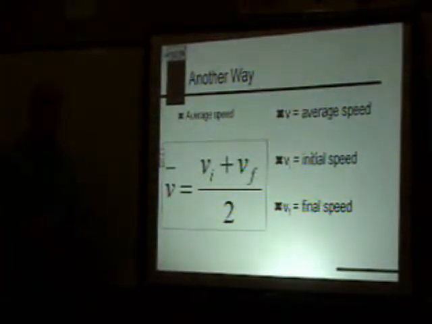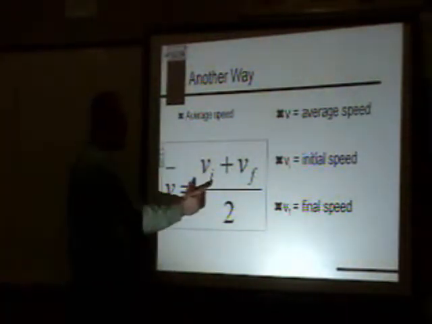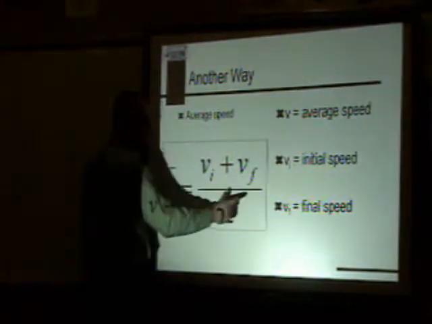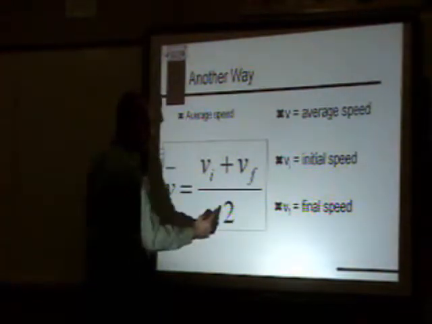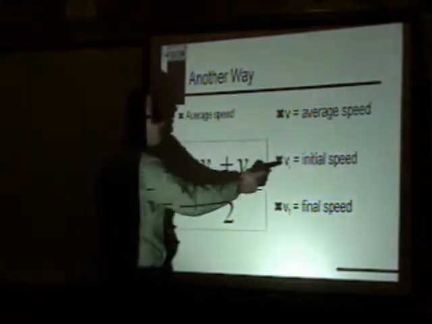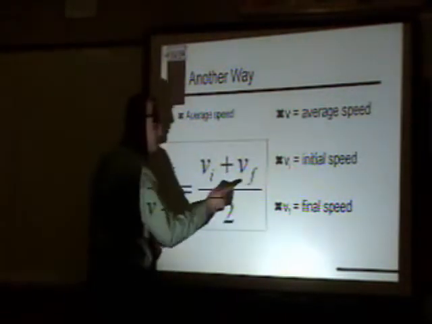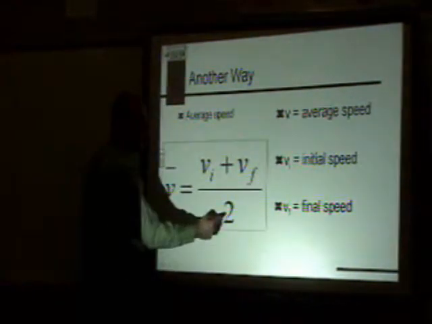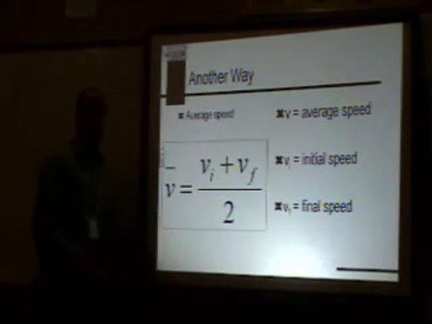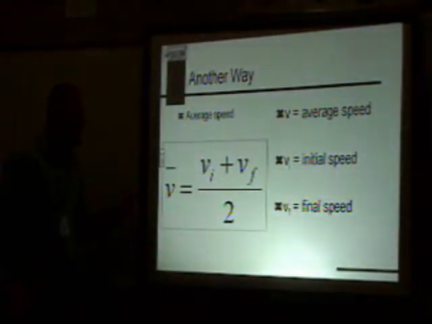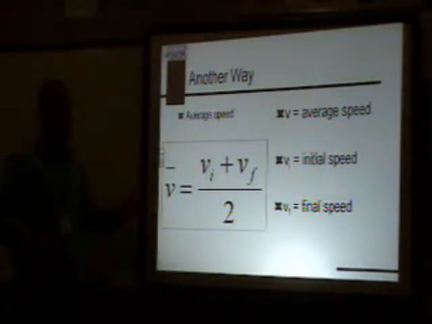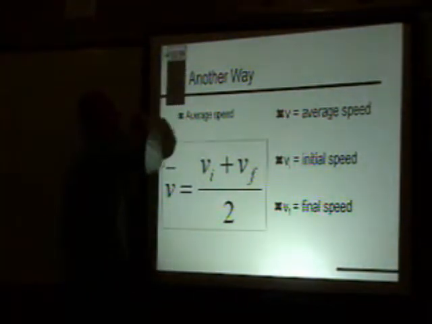Another way to calculate average speed is by taking two measurements of speed or velocity and dividing them by 2. So you have your initial speed added to your final speed divided by 2 gives you your average speed. Because you all know that when you take the average of two numbers, you divide it by 2, right? After you add them.